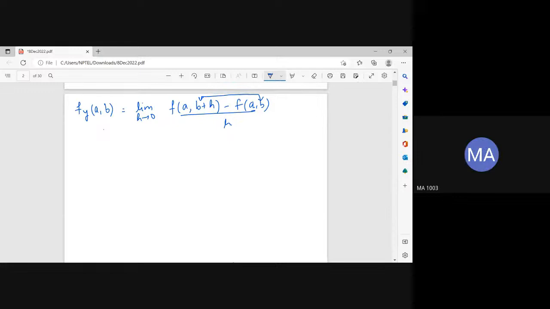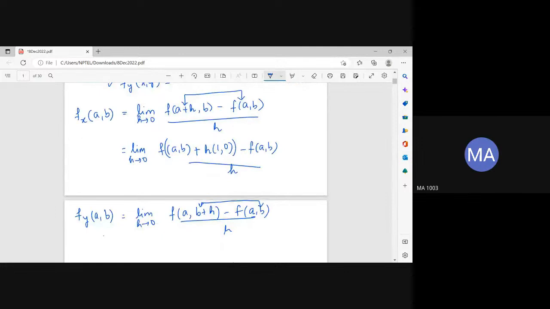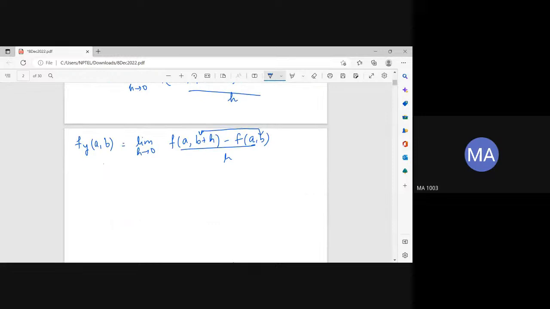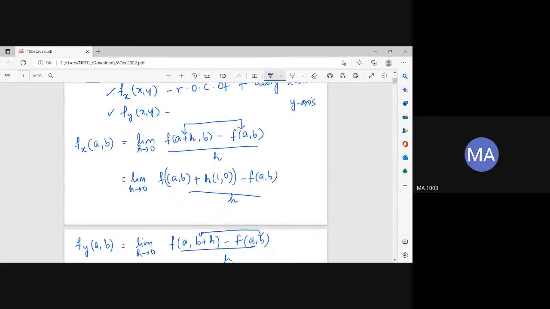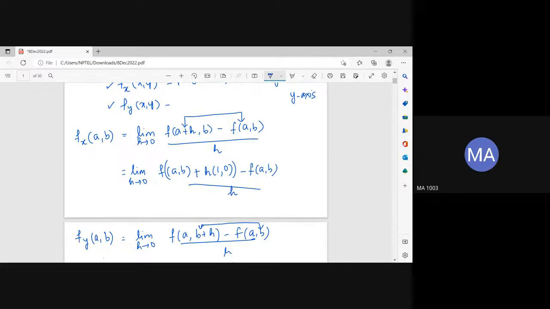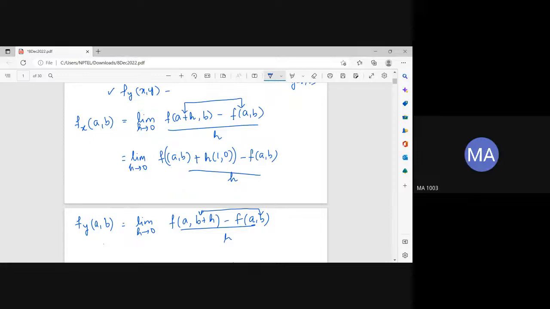Ma'am, is this the partial derivative along the positive x-axis? Yeah, because we take the vector 1 comma 0, right? You can also calculate the left-hand derivative, means, when does this limit exist? Means left-hand limit and right-hand limit should exist, and both have to be the same, right? This is a limit of one variable, right? h is a number, it's a real number. It's not a vector.